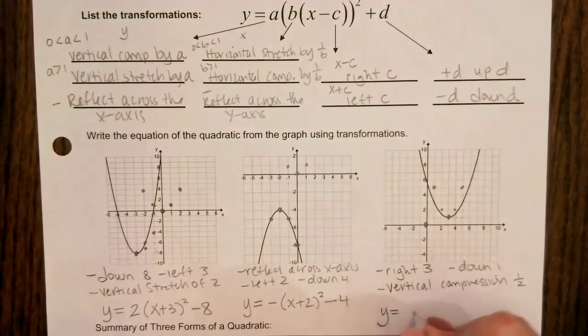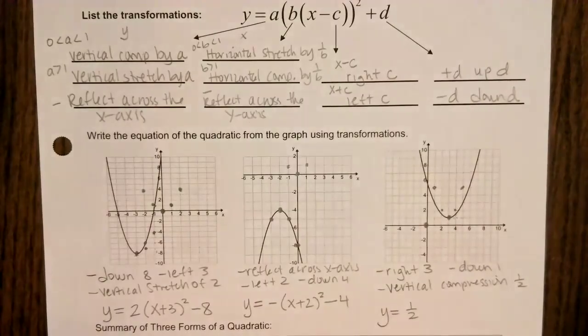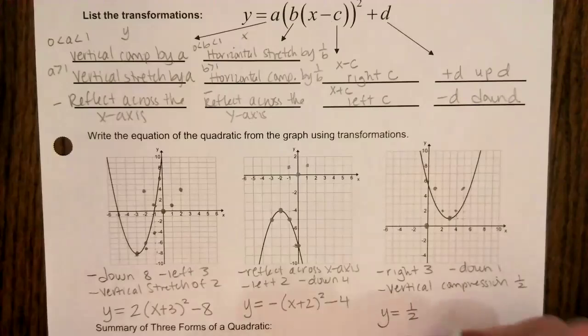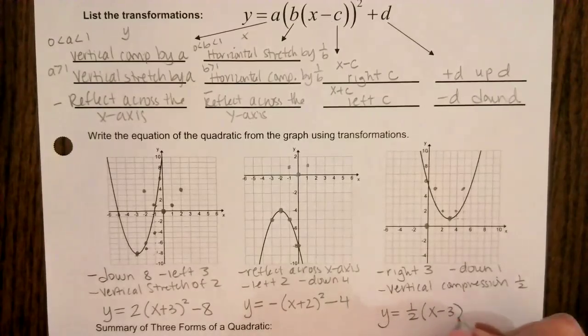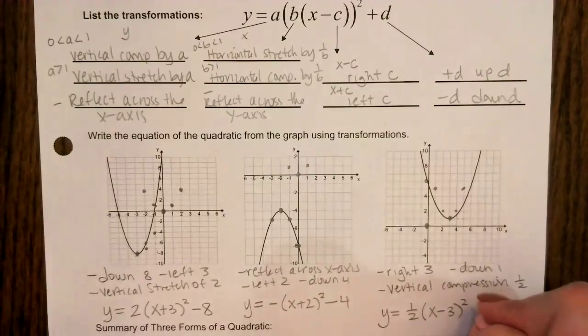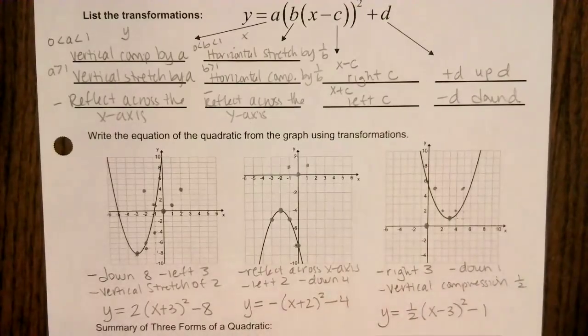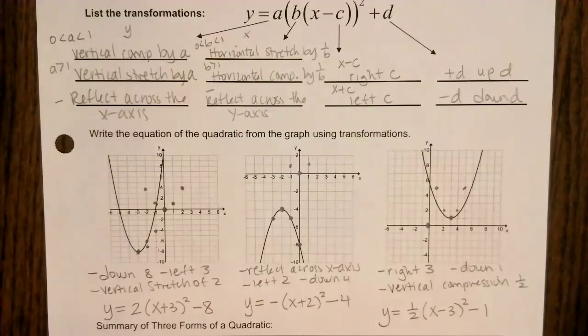All right, so we write our equation. A vertical compression by 1/2 tells you to put the 1/2 in the place of a on the front. And then right 3 is a -3 on the inside of the operation. And then down 1 is a -1 at the end. So by knowing the transformations, I am able to write the equation of the quadratic.